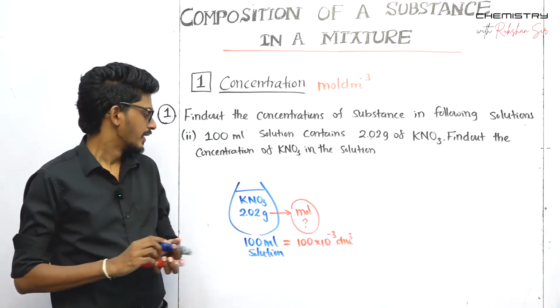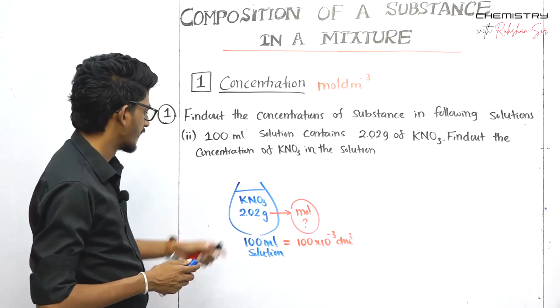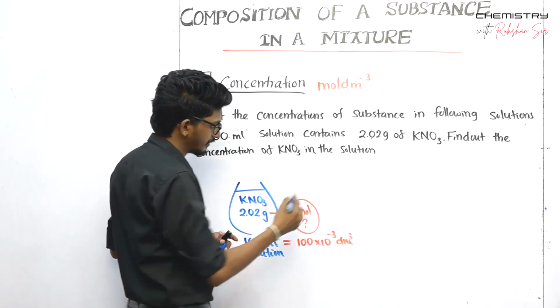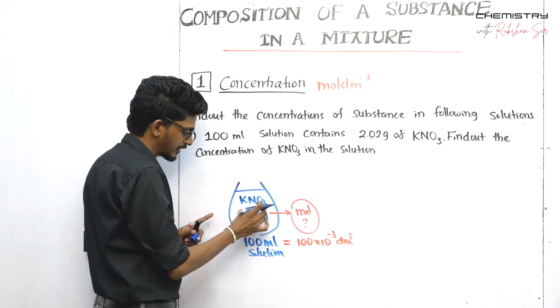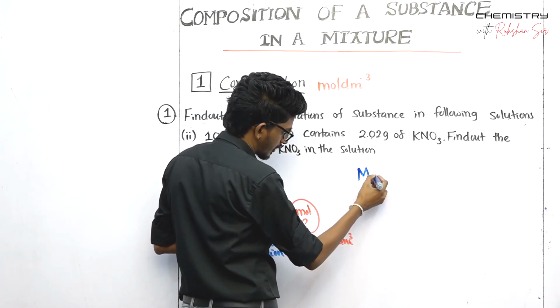Right, let's do the work. First of all, we need to come up with the g mol^-1 value of KNO3 to convert the g value to moles. So, the molecular weight of KNO3.